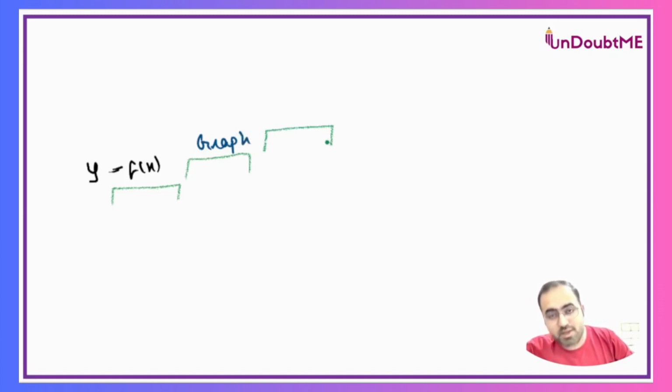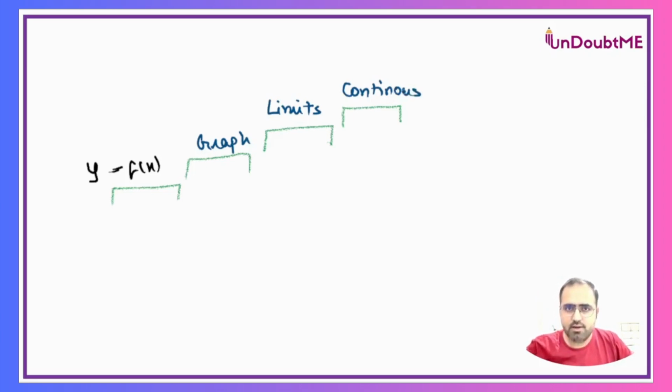Third step is based on the graph, we can actually find limits of the function. Limits means we can find the limiting value for the function. What is the meaning of limiting value? That we'll discuss soon. And then once we can talk about limits for a particular function, we can say that function is continuous. So continuity is the next step in the ladder.